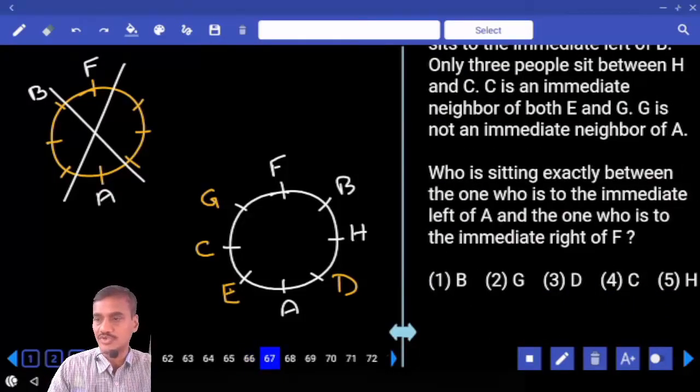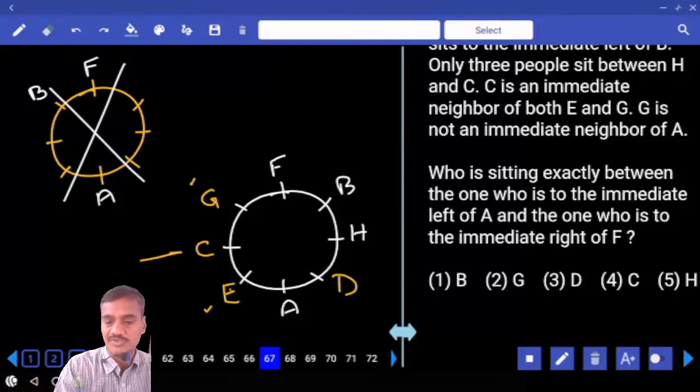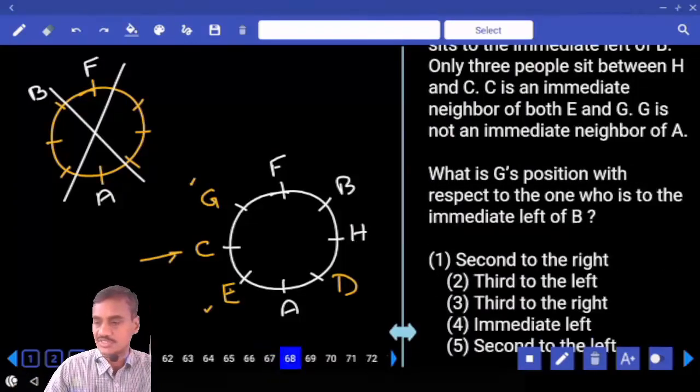Then 67: who is sitting exactly between the one who is to the immediate left of A and the one who is to the immediate right of F? Immediate left of A is E, immediate right of F is D. Now between these 2 persons, who is that person? C. Choice 4, question number 67.